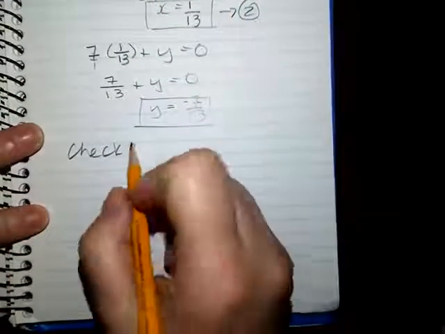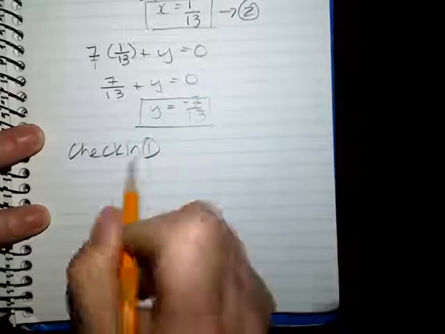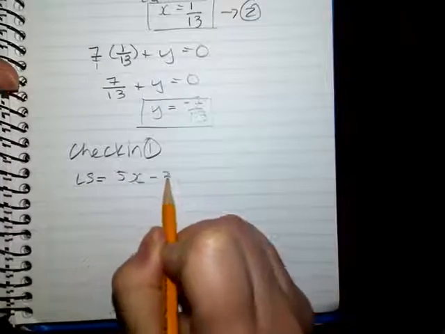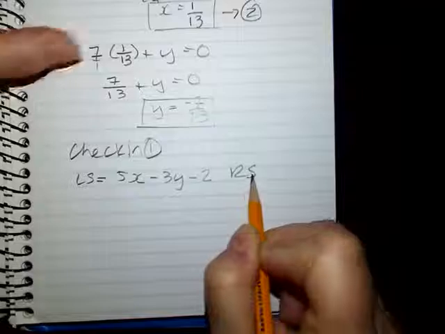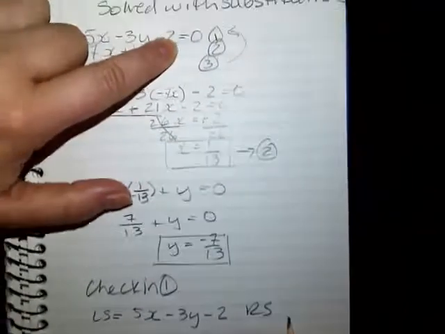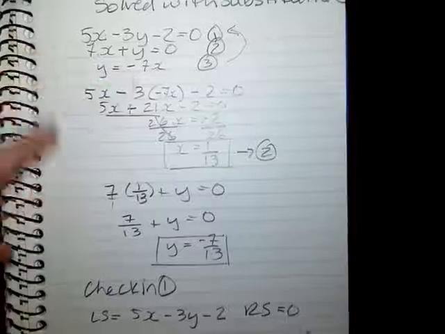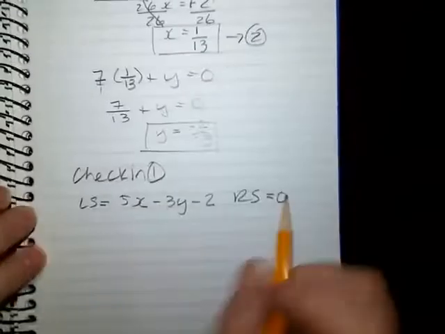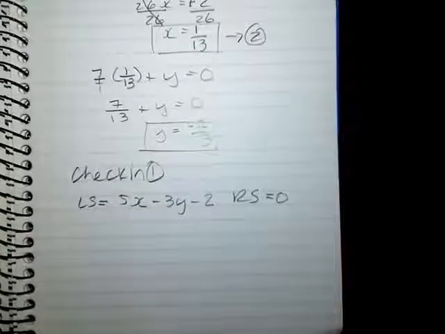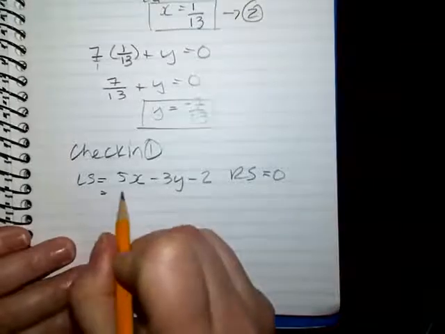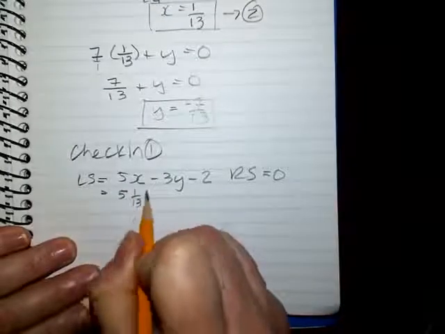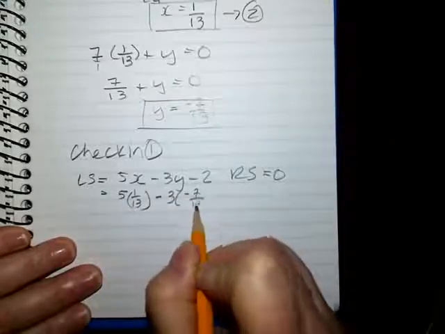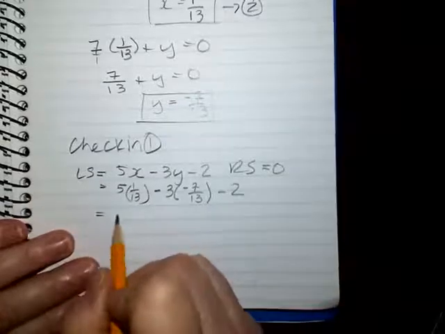So I subbed into 2 here, so I'm going to check in 1. So I'm going to write equation 1, rather. The left side is 5x minus 3y minus 2, and the right side of this equation is equal to 1, right? There's the left side of the equation, there's the right side of the equation. So now what I'm going to do is sub in x is 1 over 13, y is negative 7 over 13, and now I've got some simplifying to do.